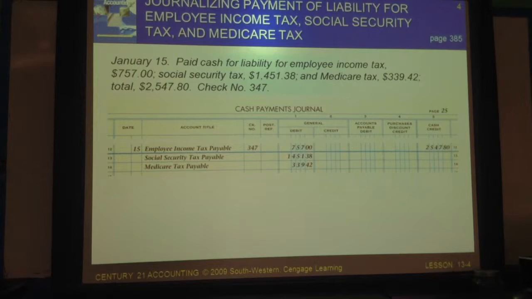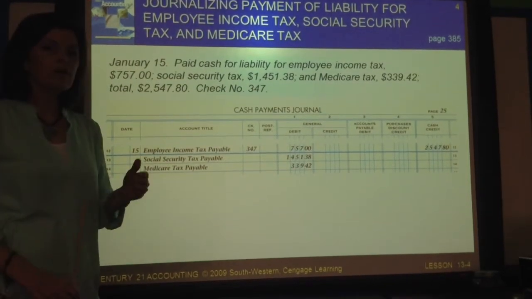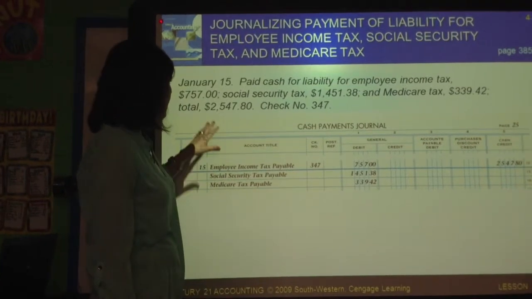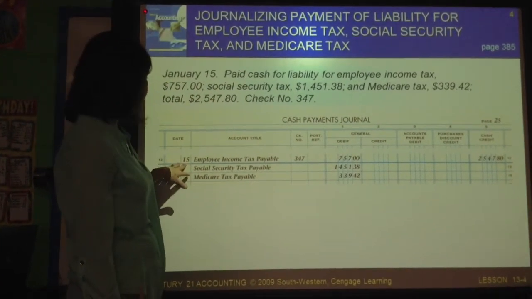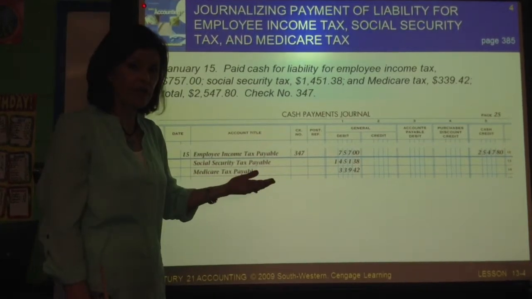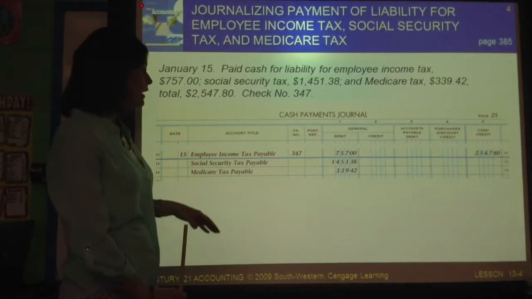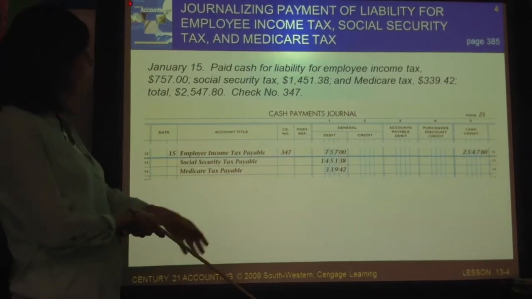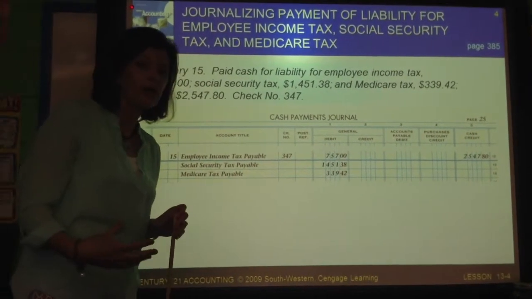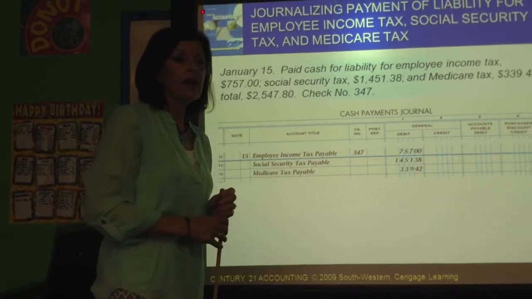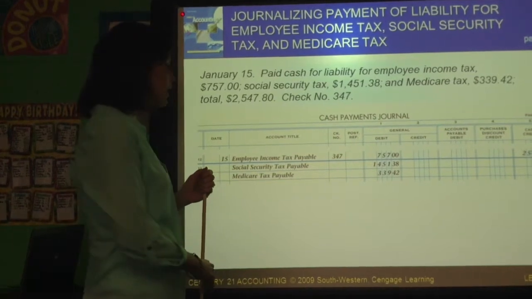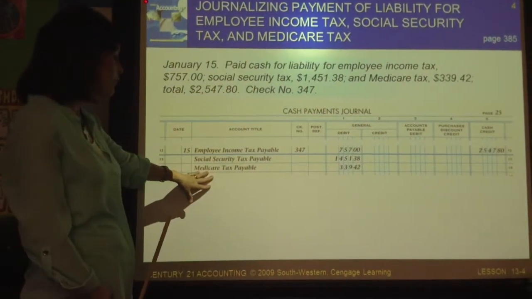Okay, it has now come to the 15th of the month, and so you're going to be paying, this is the month of January, and so you're going to be paying the whole month of December's taxes by January the 15th. And so this says paid cash for liability because the taxes that you hold out of your employee's check is a liability to you until you actually pay them. So we're in the cash payments journal.